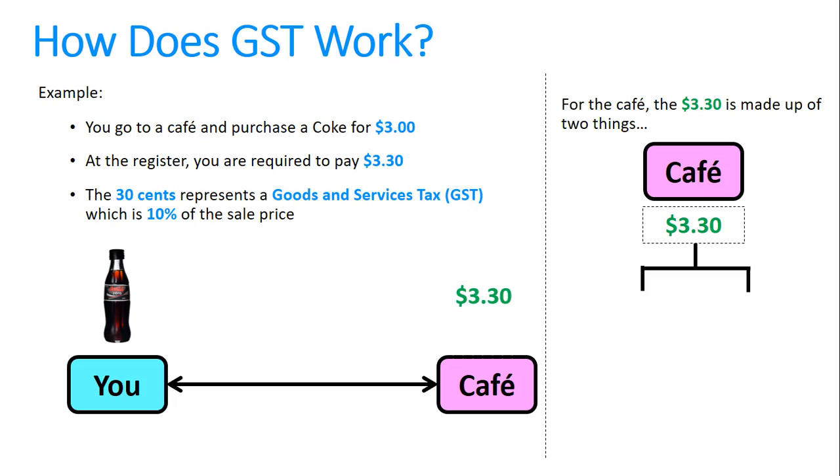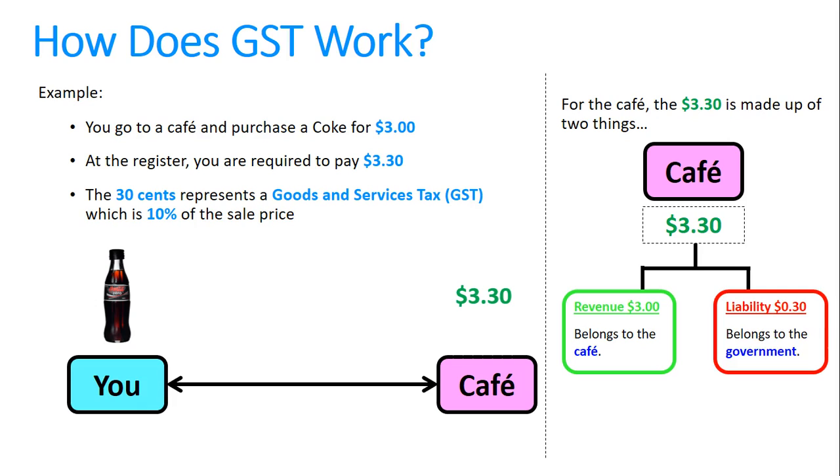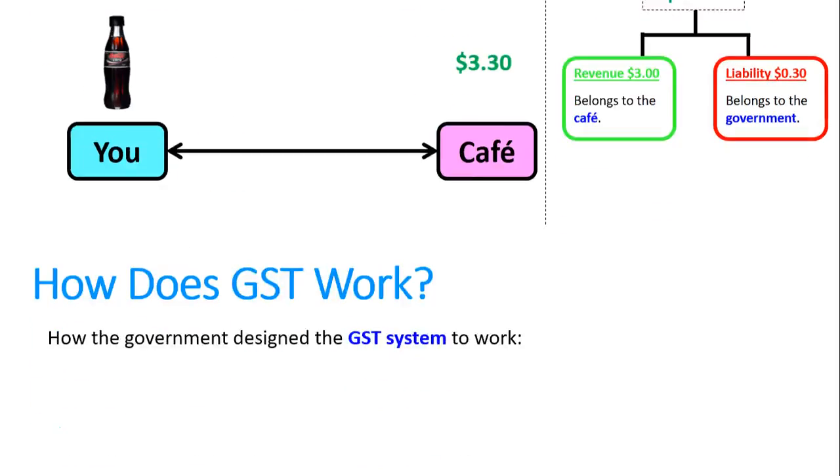What's important to realise is that when we're studying accounting, we're doing it from the business's perspective. So from the business's perspective, that $3.30 is actually made up of two things. Firstly, the $3 is revenue. That belongs to the company. That's the revenue it earned from selling the Coke. And the 30 cents is actually a liability. It doesn't belong to the business, it belongs to the government. The cafe doesn't own or control that money. That's going to have to go to the government.